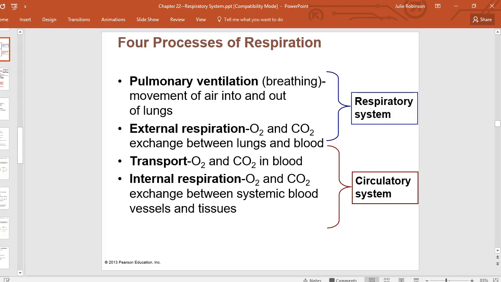External respiration is the diffusion of gases, primarily, not only, but primarily O2 and CO2, oxygen gas and carbon dioxide gas, between the alveoli of the lungs and the pulmonary capillaries. Transport of those gases is also part of this process, but we've actually talked about most of that when we talked about blood. The big piece we're going to add here is bicarbonate ion transfer of carbon dioxide.